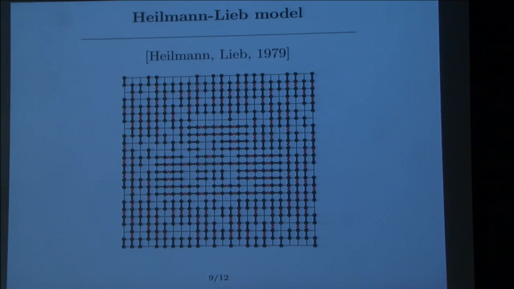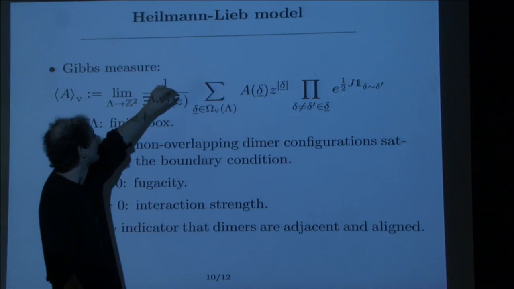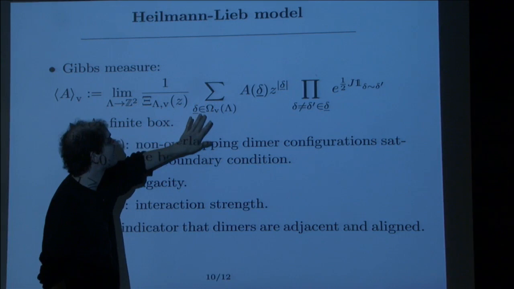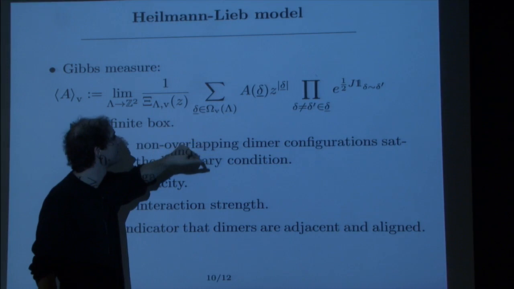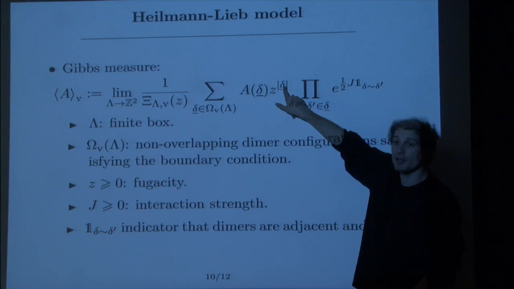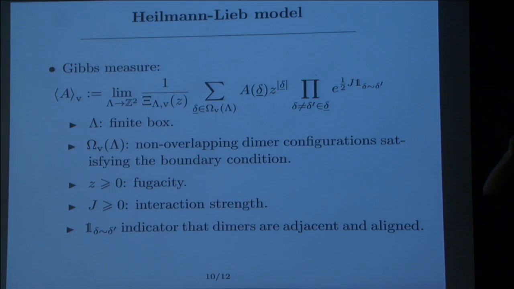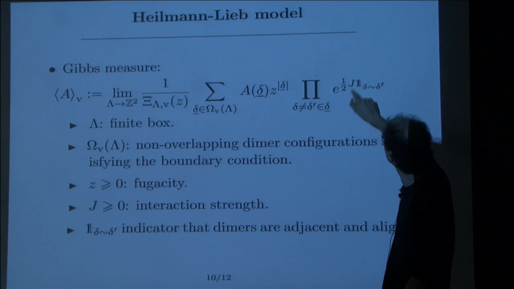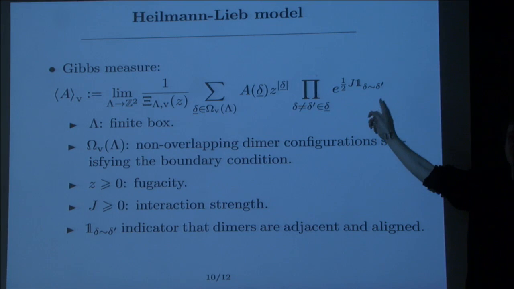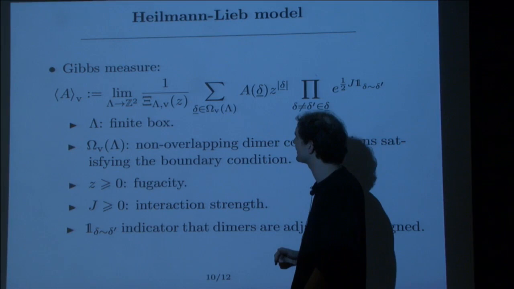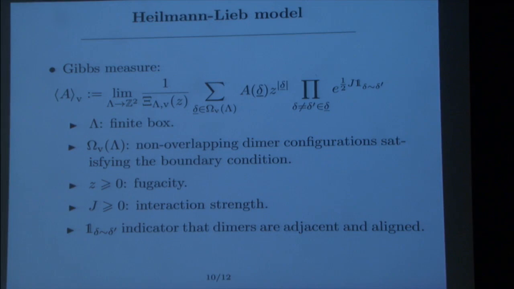This here is the sum over configurations. This here is going to be the set of dimer configurations. I put the hardcore condition in here, and I put the boundary condition in here. I have my observable. I have my activity to the power delta. This is the number of molecules. And here I have an interaction. It's a pair interaction. It has a strength J. That's the contribution to the energy that you get whenever you have this event in which I have two dimers that are adjacent and aligned. This notation here is a characteristic function of the fact that delta and delta prime are adjacent and aligned. This 1/2 comes from the fact that I didn't symmetrize this product. And again, I take a limit as the size of the box is sent to the entire lattice.